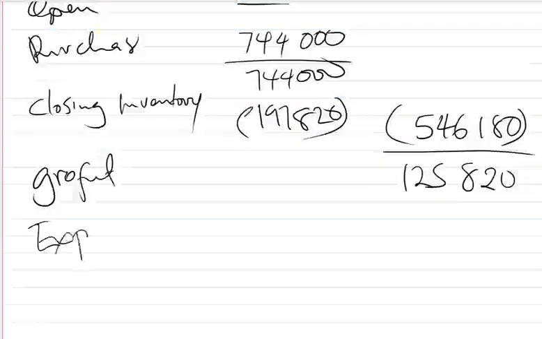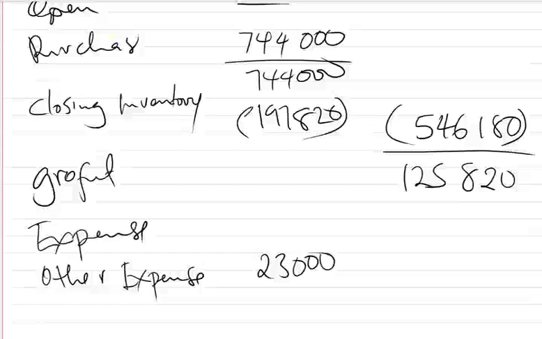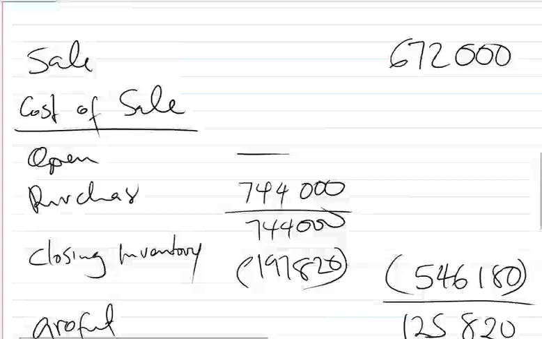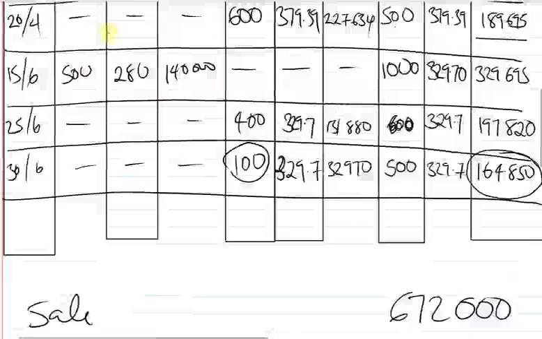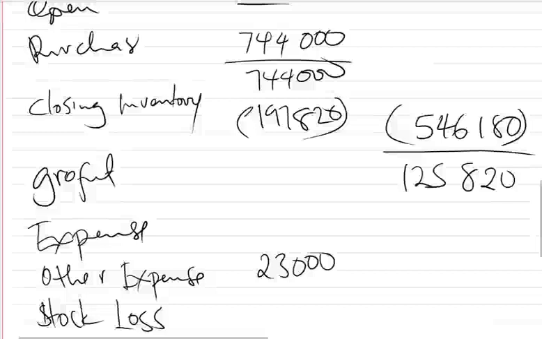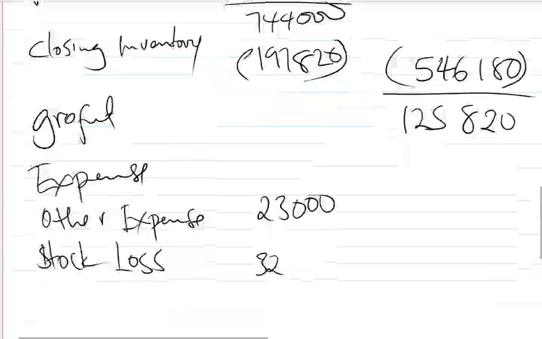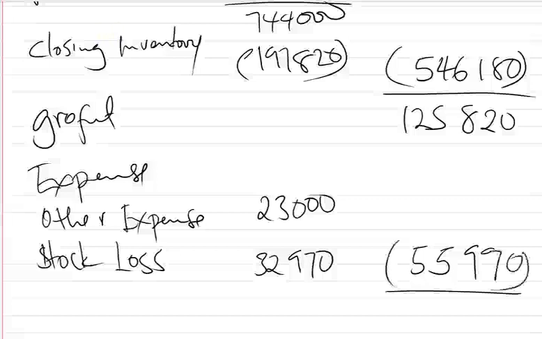Now under expenses, we'll start with the other expenses, which they say they paid 23,000 in cash. Now the stock loss will come here. Let's see how much we valued our stock loss. It's this one of 100, which we valued at 32,970. If you sum this up, you should find 55,970. So if you subtract, you should find a profit of 69,850. So this is the net profit.